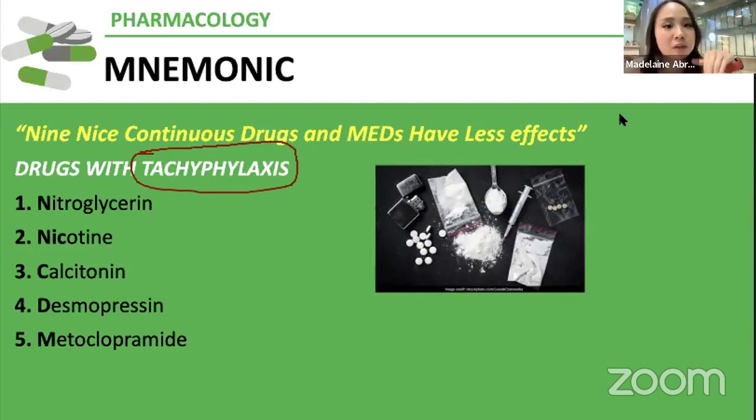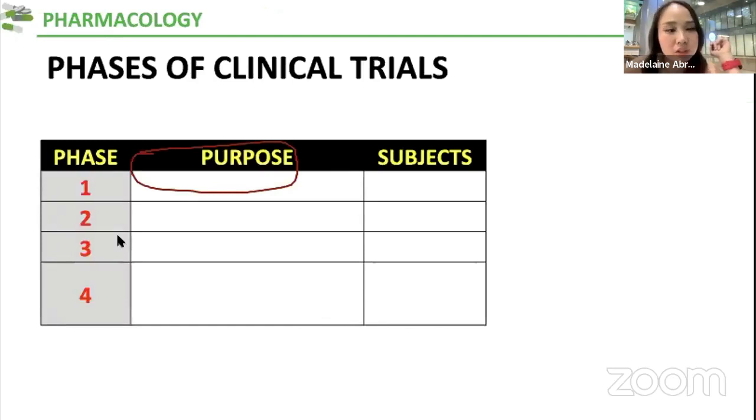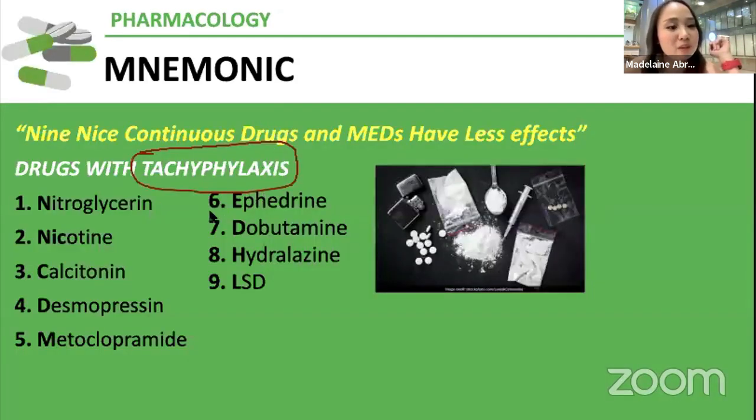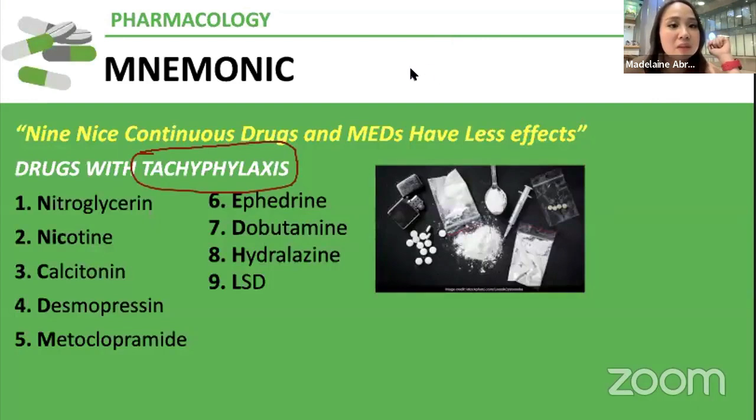Both are a gradual decrease in response to the drug. Okay, so this is your mnemonic. Then next, okay, sorry, this is the continuation of my mnemonic. So, "nine nice, continuous drugs and meds," so MED, "have less effects." But you might ask me, Doc, is it high yield? Actually, no. It's not asked very often. But if there's one you should remember that presents with tachyphylaxis, at least it's dobutamine. So, dobutamine commonly presents with tachyphylaxis.